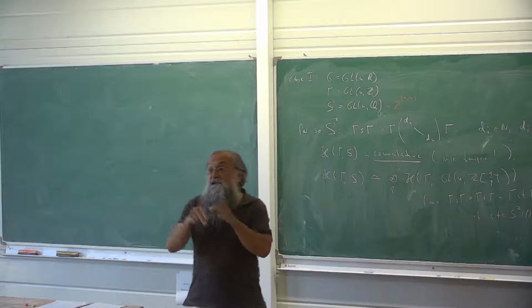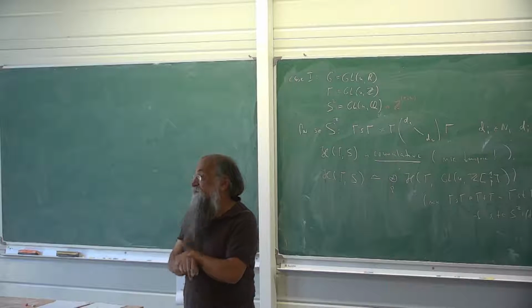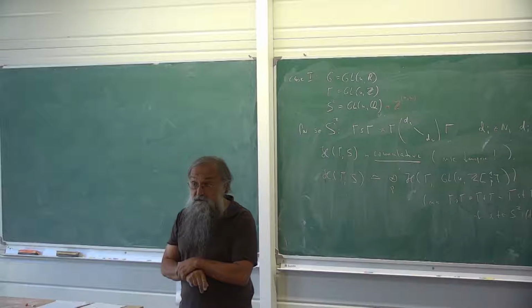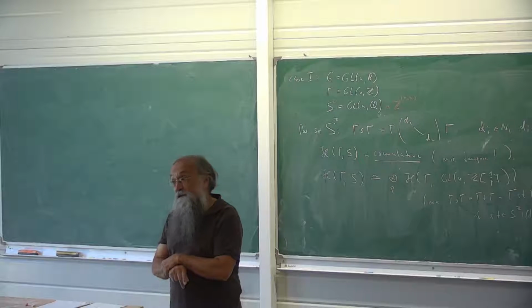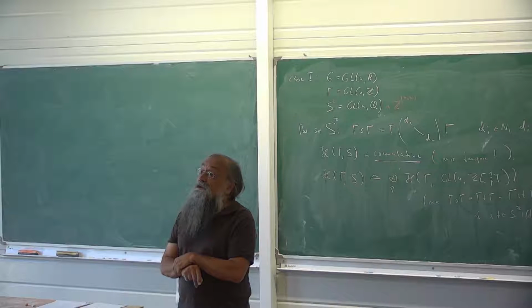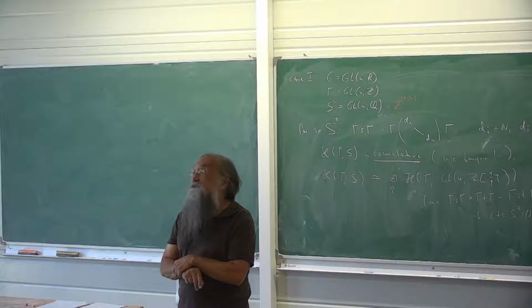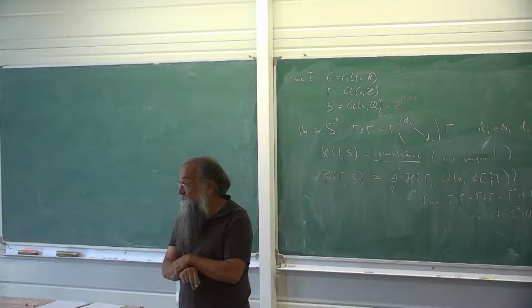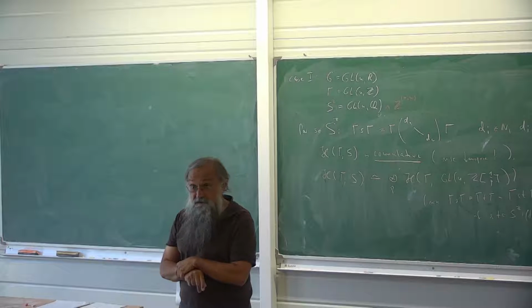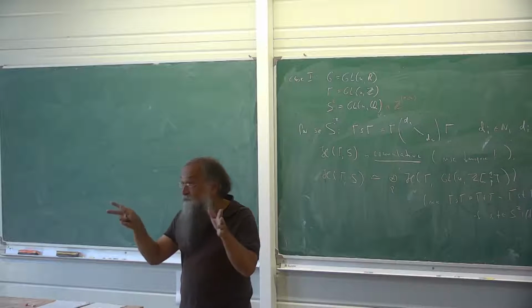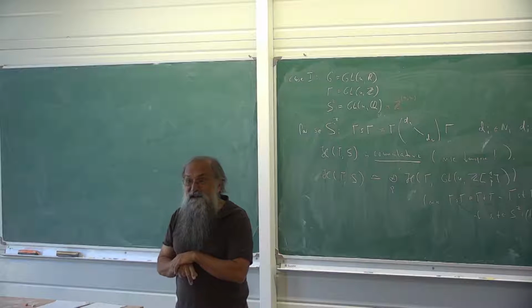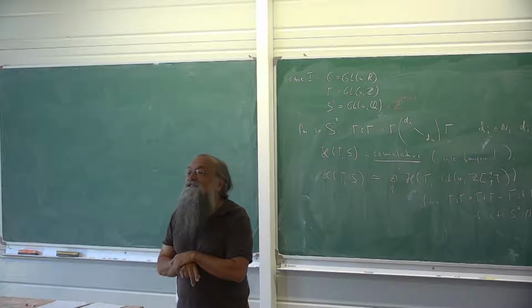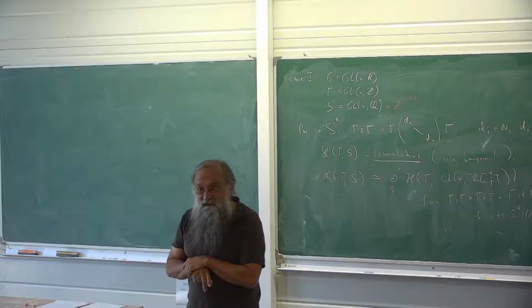Maybe there is someone in the room who knows a completely different definition of Hecke algebras, namely as locally constant functions with compact support on a p-adic group, where the algebra multiplication is convolution with respect to the Haar measure. Maybe there's someone here who knows this definition. If you know it, you can do some exercise to see that it's completely the same.